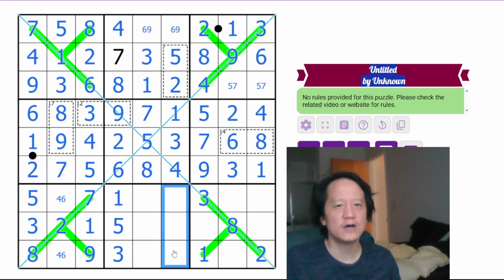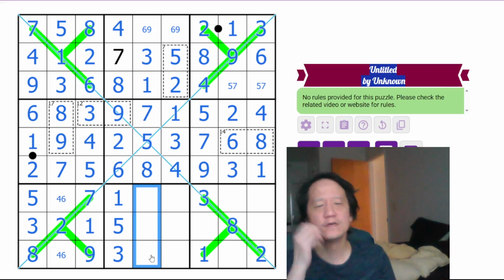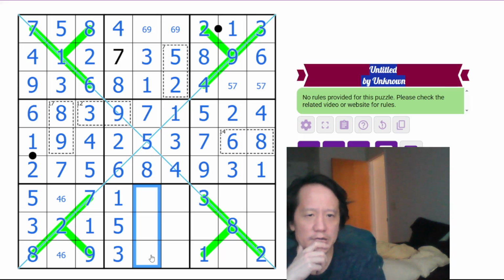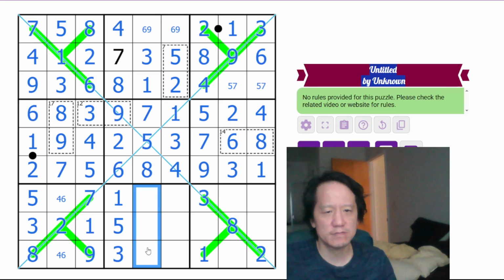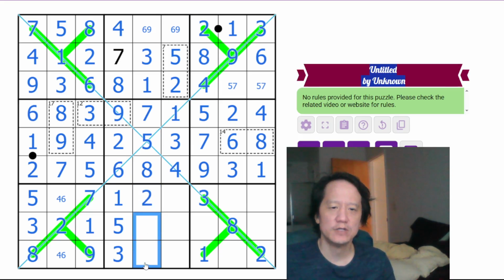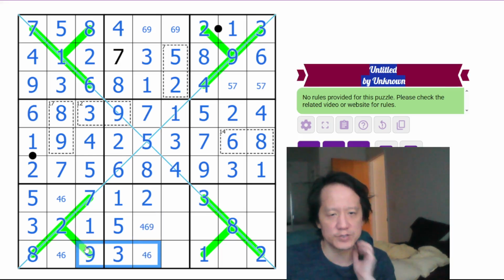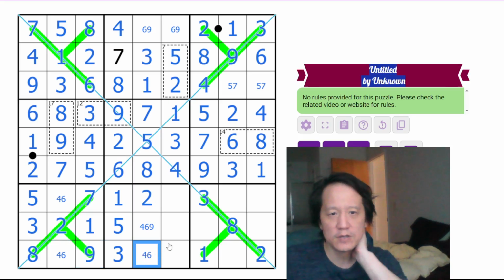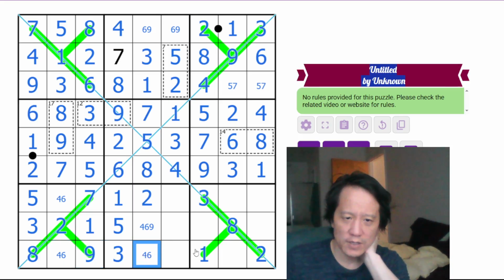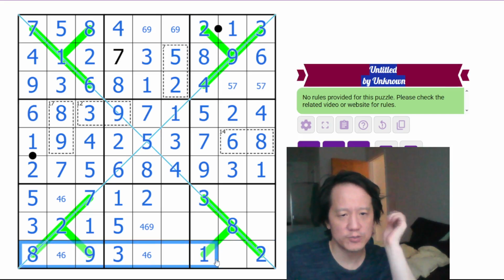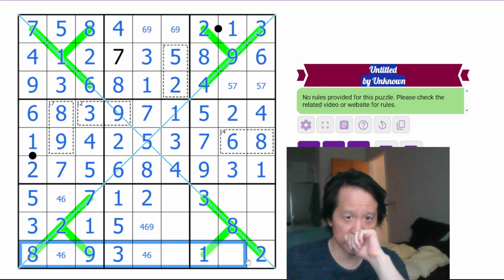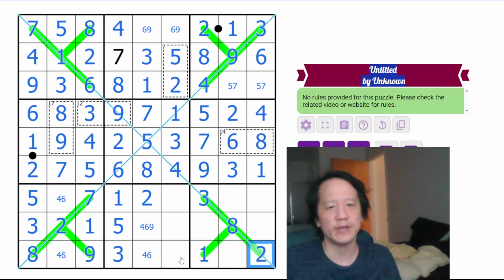Rest of column 5 is 2, 4, 6, and 9. Okay, 2 cannot be here or here, so 2 must be here. This is then 4, 6, or 9 as possibilities. This can't be 9, so this is a 4, 6 pair here in row 9, which eliminates 4 and 6 in the rest of the row. We have 5 and 7 remaining in row 9.